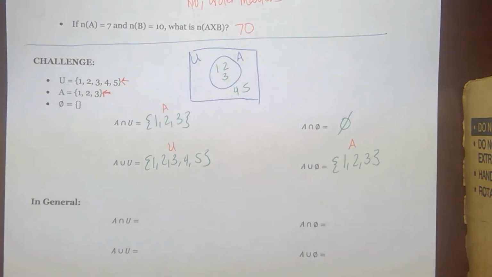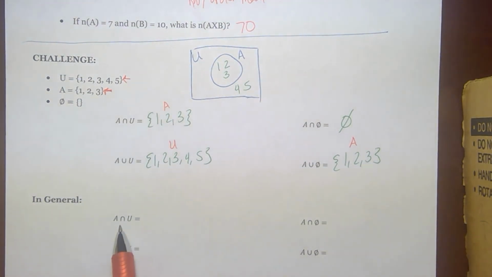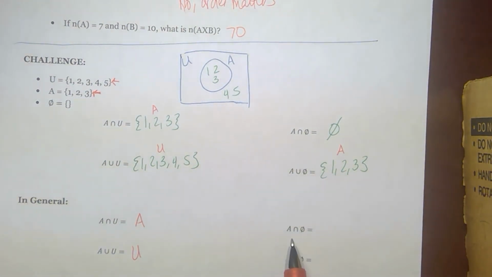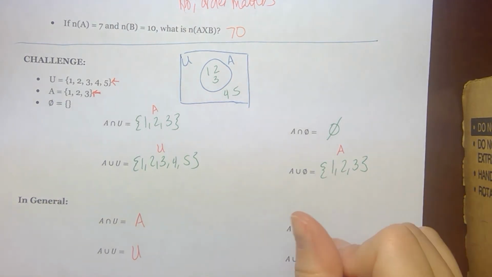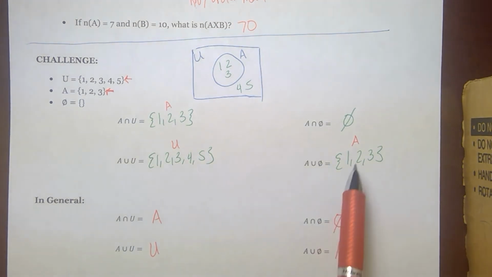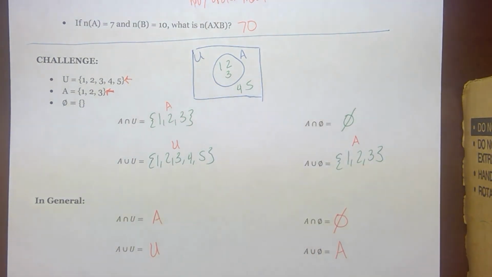So in general, if we have any set A intersecting with the universal set, that's the same thing as that set A. If we have any set A union with the universal set, it includes everything, so that's going to be the universal set. If we're looking for the intersection of any set with the null set, it is the null set. And if we're looking at the union of any set with the null set, well, it's going to be whatever that set is.